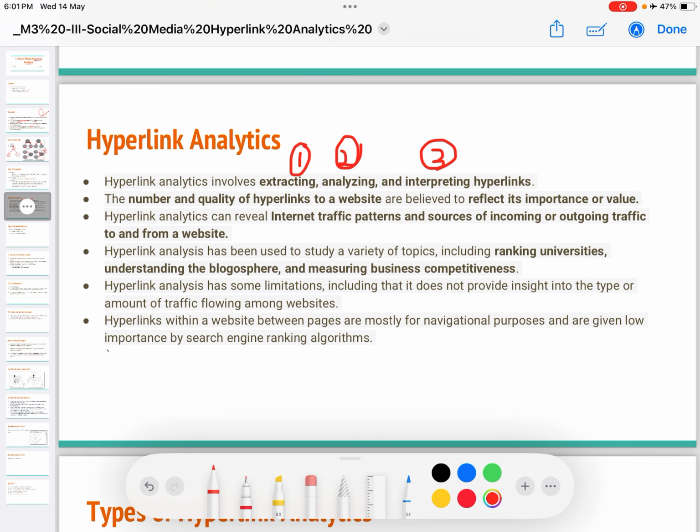Hyperlink analysis has been used to study a variety of topics, including ranking universities, understanding the blogosphere, and measuring business competitiveness. Hyperlink analysis has some limitations, including that it does not provide insight into the type or amount of traffic flowing among websites. So it does not tell about the type or the amount of traffic which is flowing among websites.